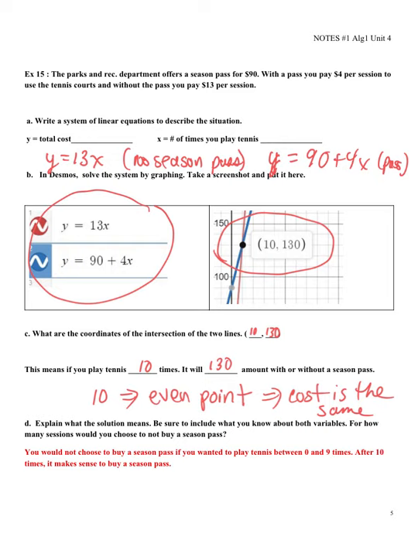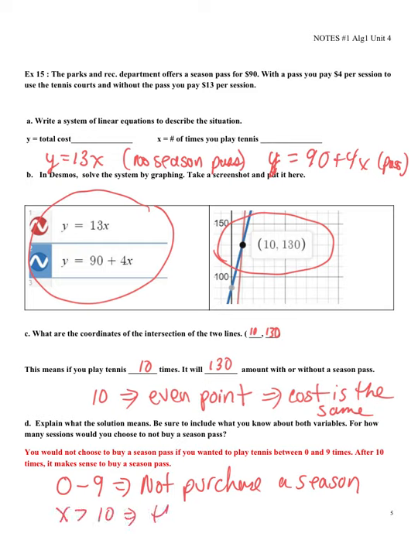But if you go between 0 and 9, not sure who would go 0 times, but anyway, you would not purchase a season pass. It would not be the most economical. If you go more than 10, then the season pass is the best option. You will save money. Okay, thank you for listening to Systems of Equations.